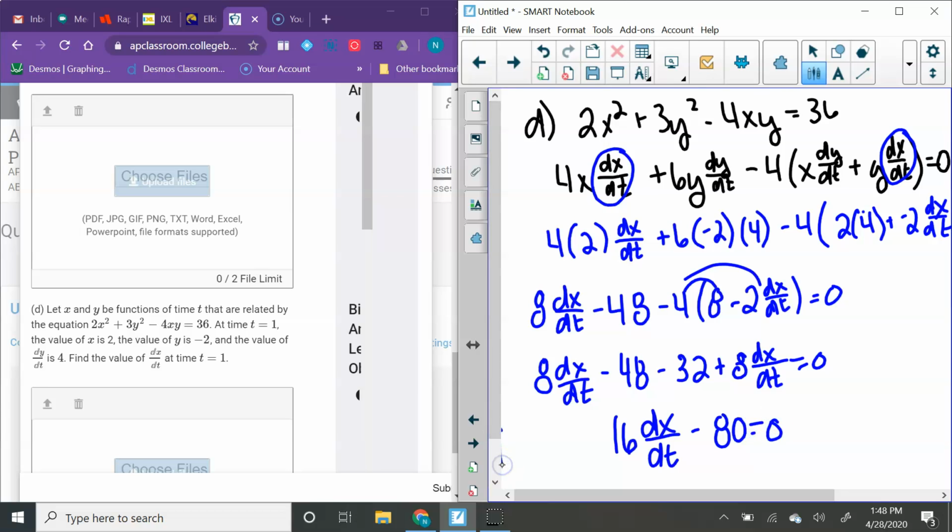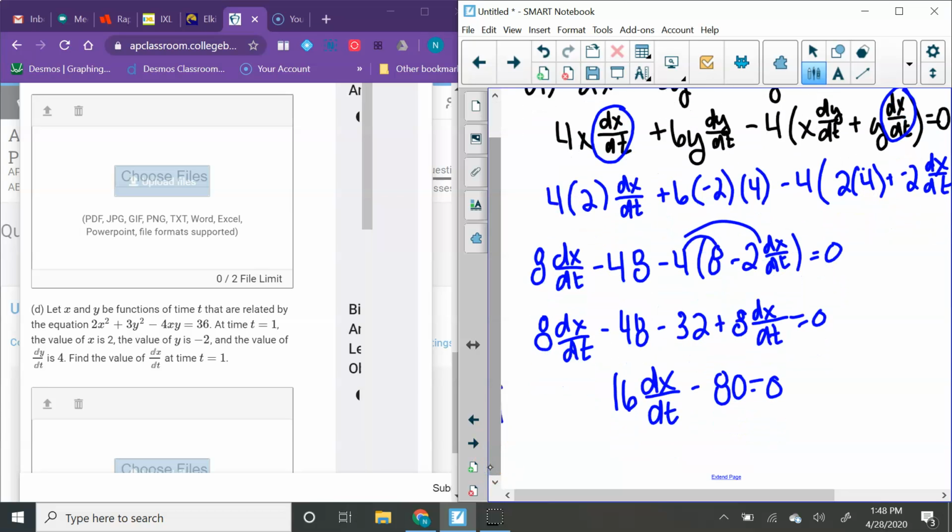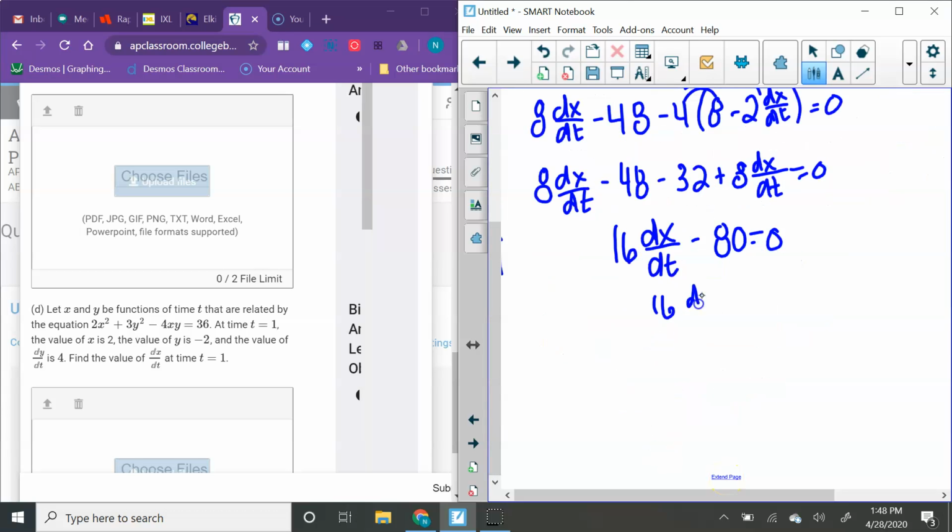We're just about there now. So you got 16 dx/dt equals 80, and you're going to divide both sides by 16. And so dx/dt equals 5. And that is your answer for part D.